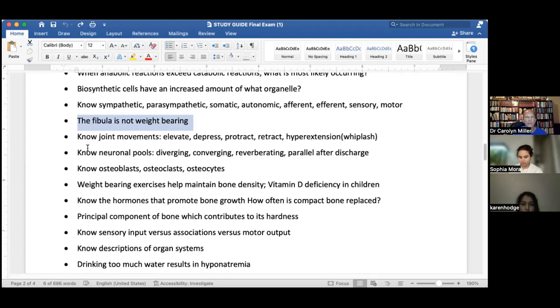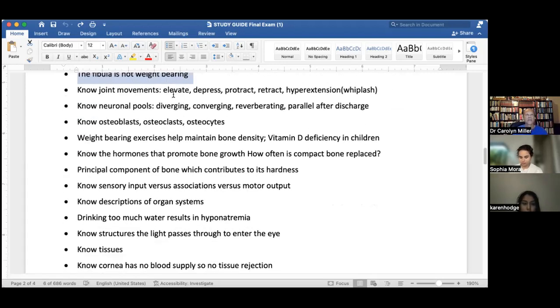Know the joint movements. Elevate, depress is eating, chewing, talking. Protract, pouting, you eject the mandible out. Retract, you pull it back. And then hyperextension is whiplash, because hyperextension, this is my normal plane.